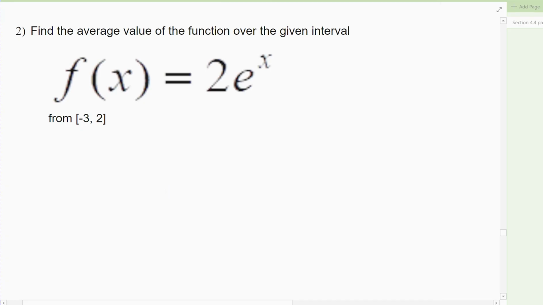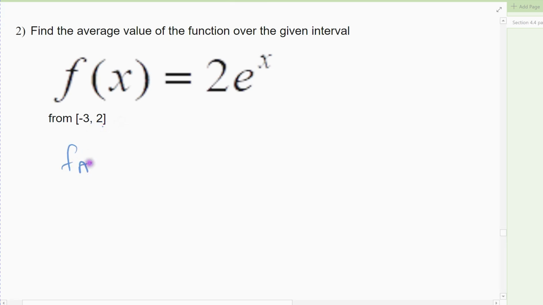All right, find the average value of the function over the given interval. Since I did the last one graphically, I'll do this one by hand. Again, by hand is probably a little better because you're less likely to have a rounding error. So my function is 2e to the x. I want to find its average value from negative 3 to 2. So negative 3 would be my a, 2 would be my b.